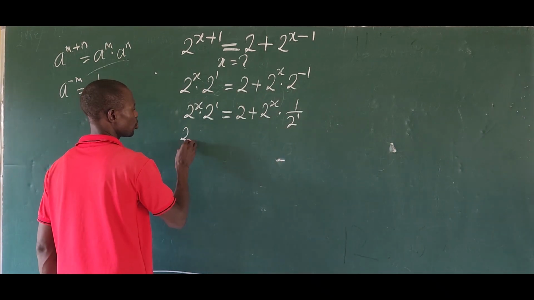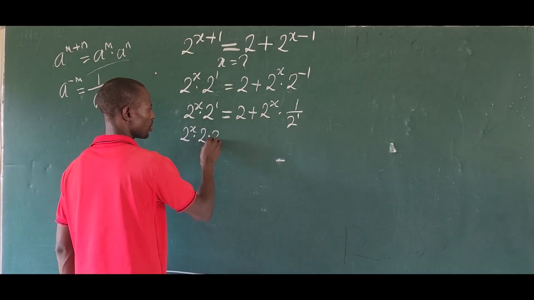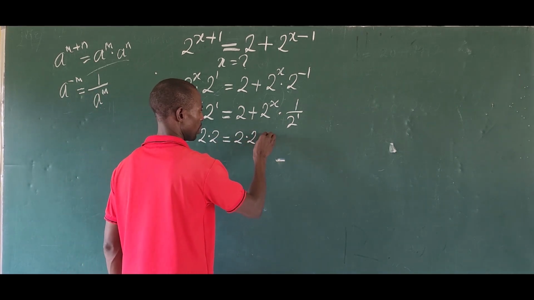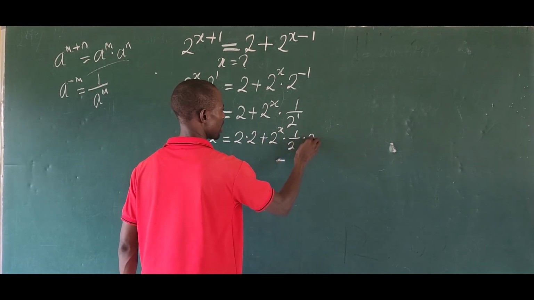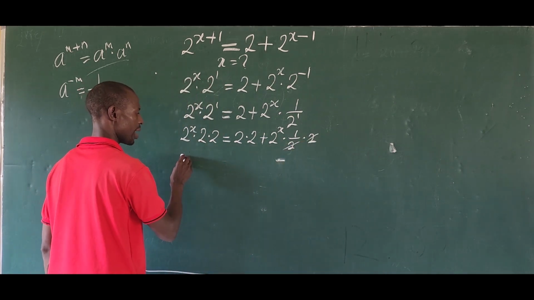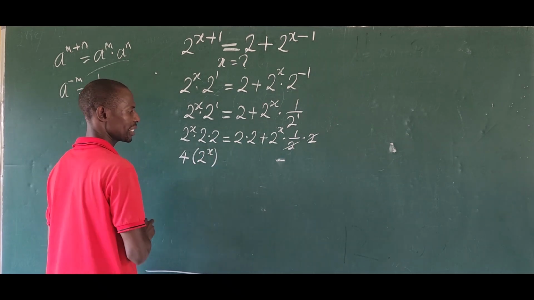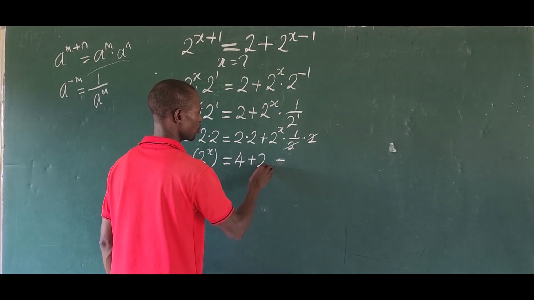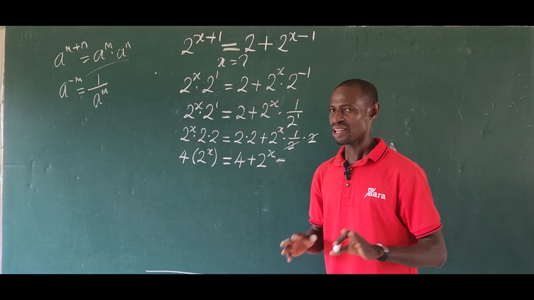So we have here 2 to the power of x times 2 times 2 equals 2 times 2 plus 2 to the power of x times 1 all over 2 times 2. And so this and this will leave. We now have 4 bracket 2 to the power of x close bracket, equal to 4 plus 2 to the power of x. Easy. All right.